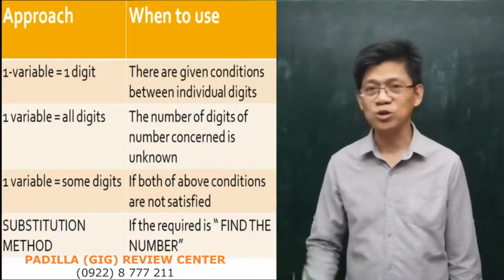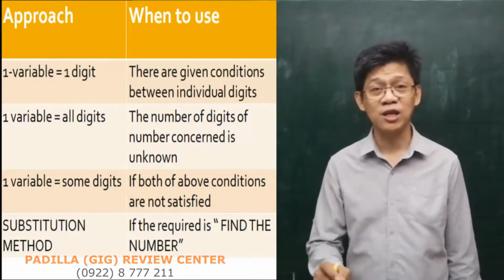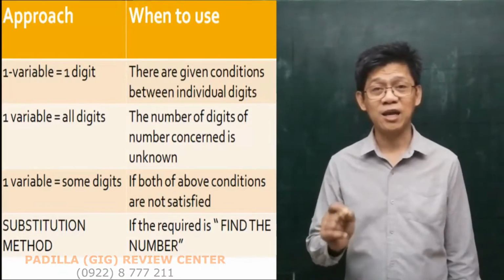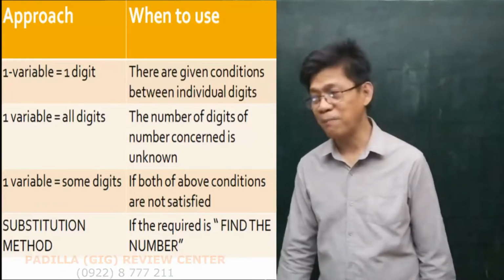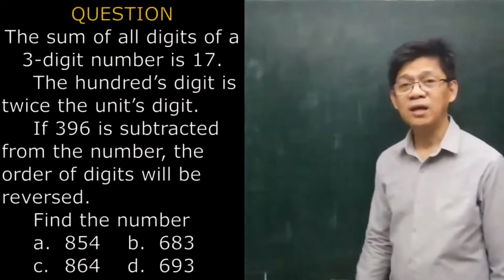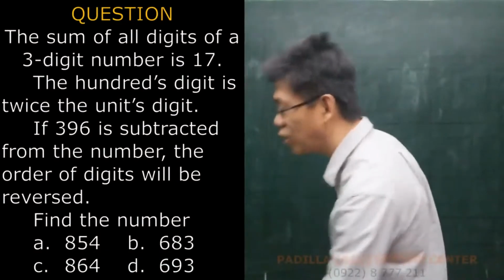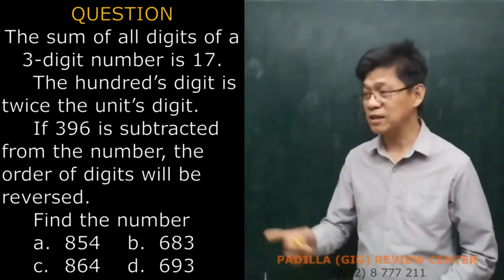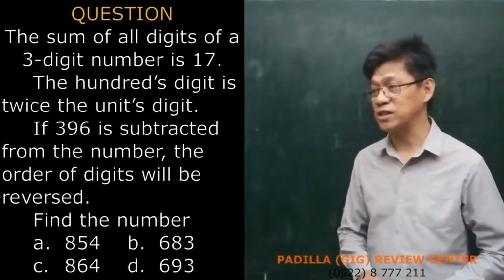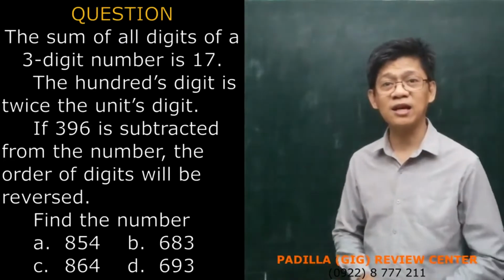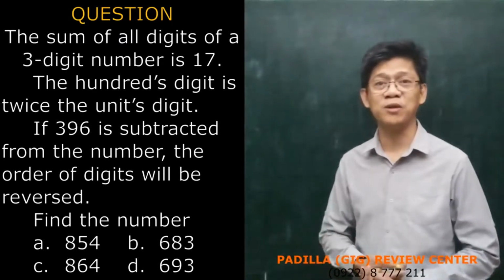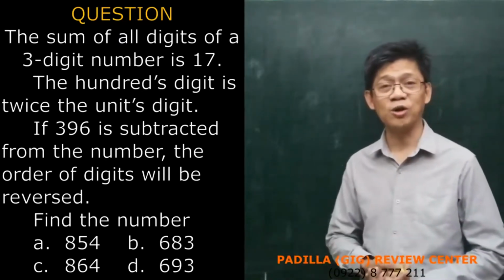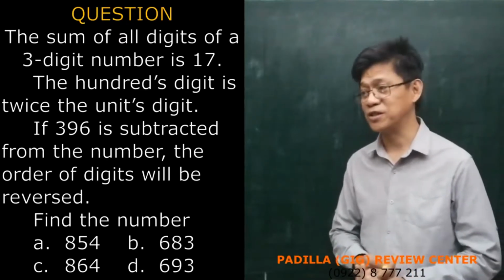We use the substitution method when the question is find the number. For example, let's have this problem. The sum of all digits of a 3-digit number is 17. The hundreds digit is twice the units digit. If 396 is subtracted from the number, the order of the digits will be reversed.